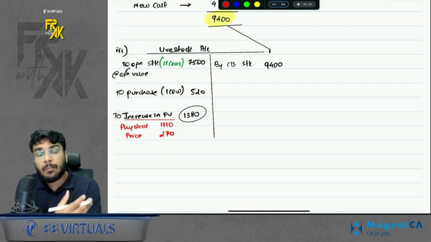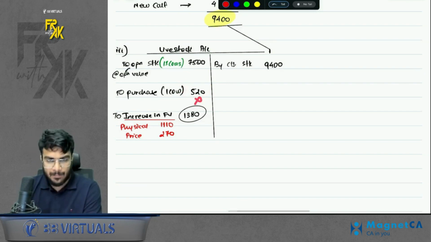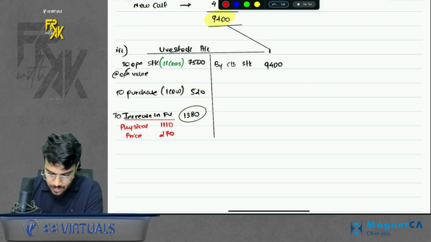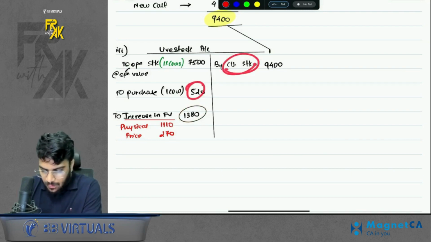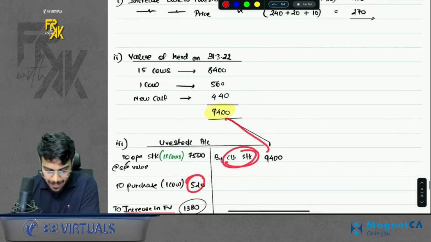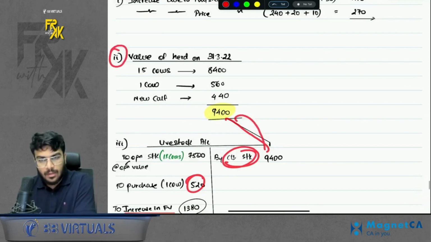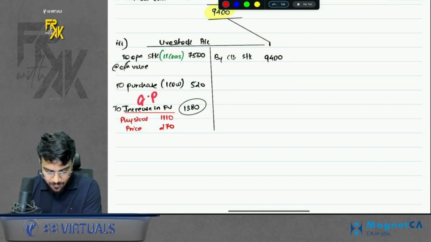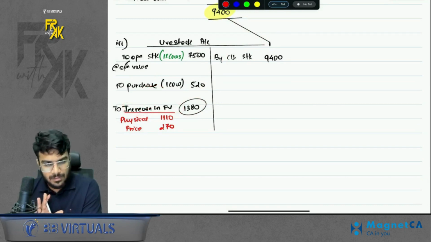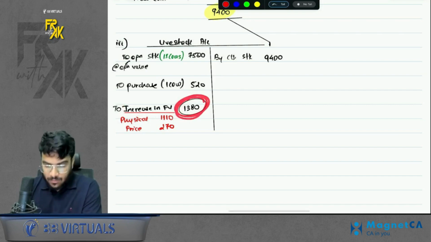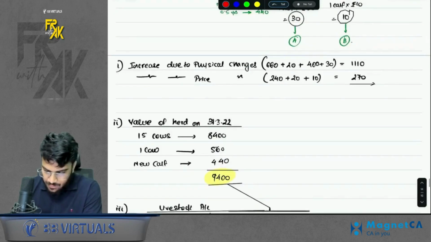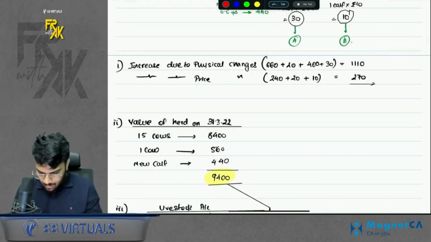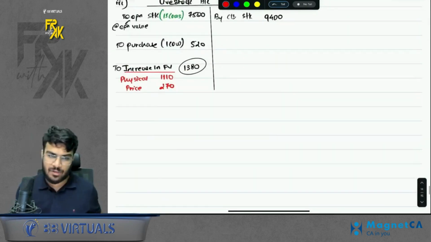What about the newborn calf? Newborn calf won't appear separately. It will appear in the balancing figure anyways. So whatever you purchased, you record it. Then record the closing stock. How do you get the closing stock? In part 2, we found the closing stock only. In a trading account, normally we get the difference as gross profit. Here you will call the difference as increase in fair value. Simple, right? Of course, this is 1380. The increase is of course due to 2 reasons, physical and price change. This will tally with your answer number 1. Okay, so this is how we complete the revision of Ind AS 41.